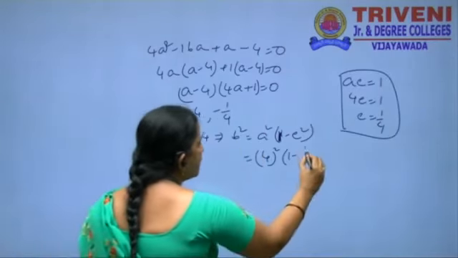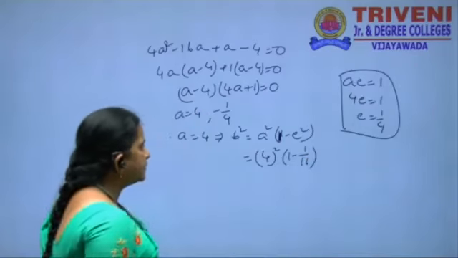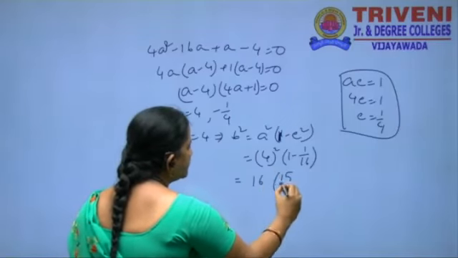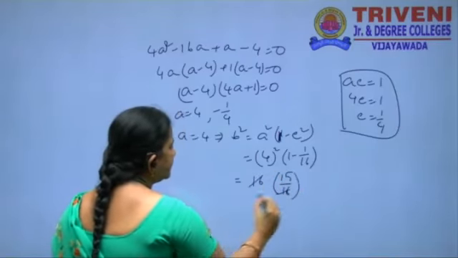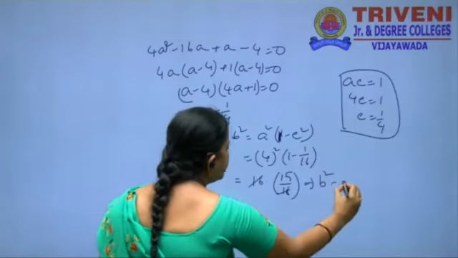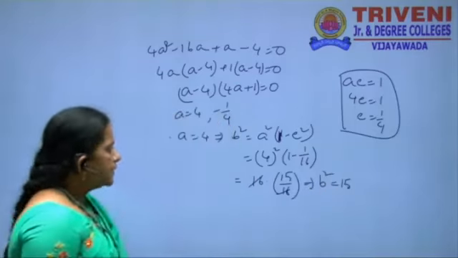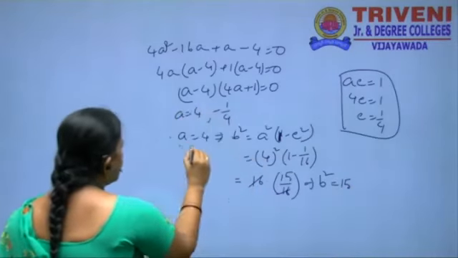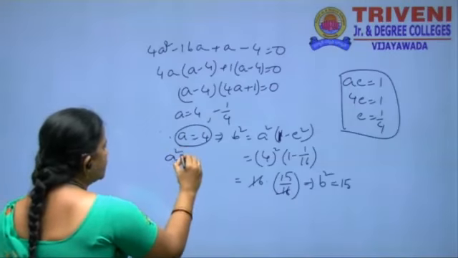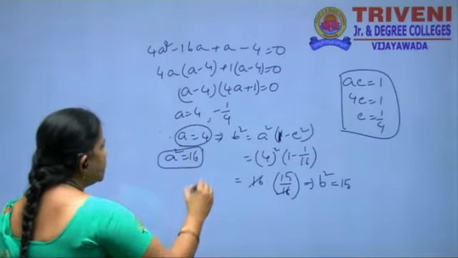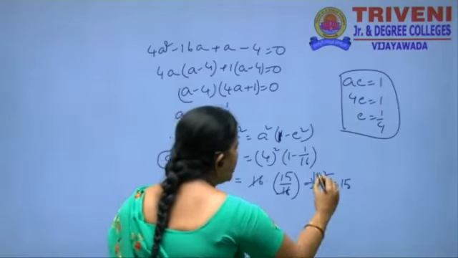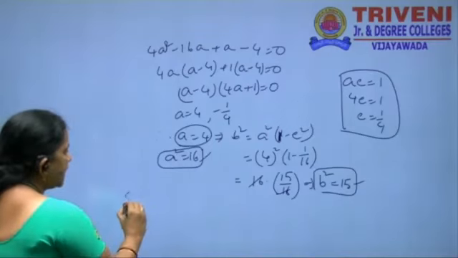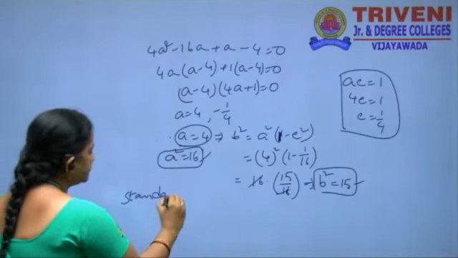Substitute here. 1 by 4 whole square means 1 by 16. That is 16 into 15 by 16. 16 gets cancelled, then the value of b square is 15. Here we have to find the value of a square also: a is equal to 4, so a square is equal to 16. Now you know the value of a square and b square. Then write the ellipse standard form.